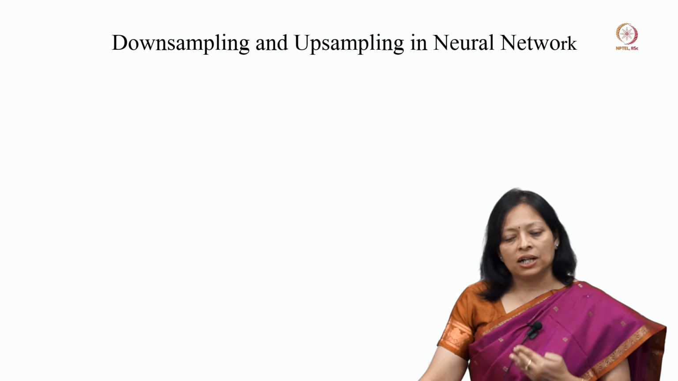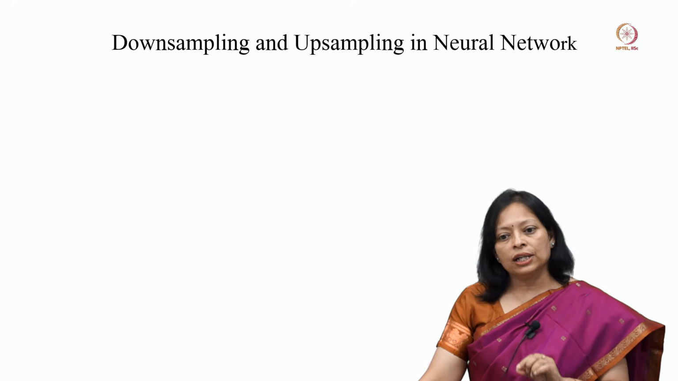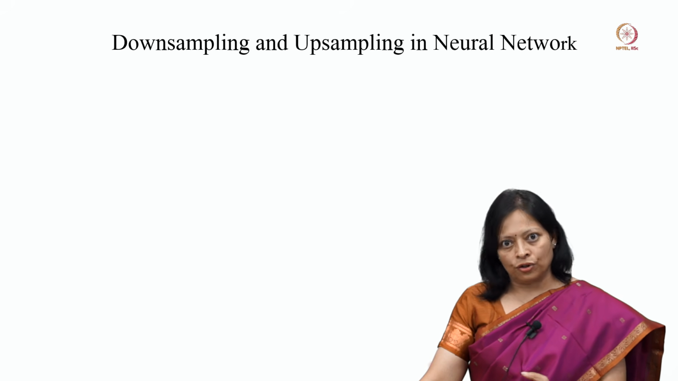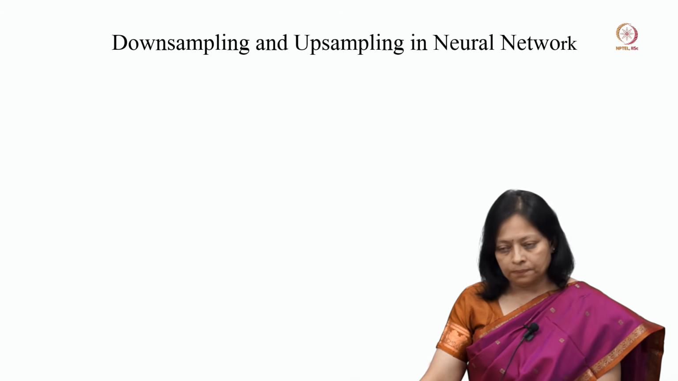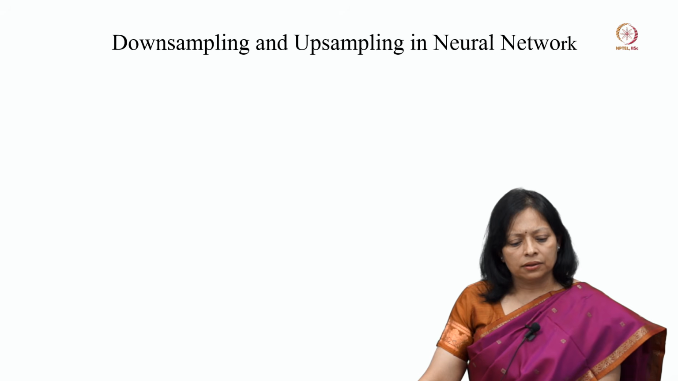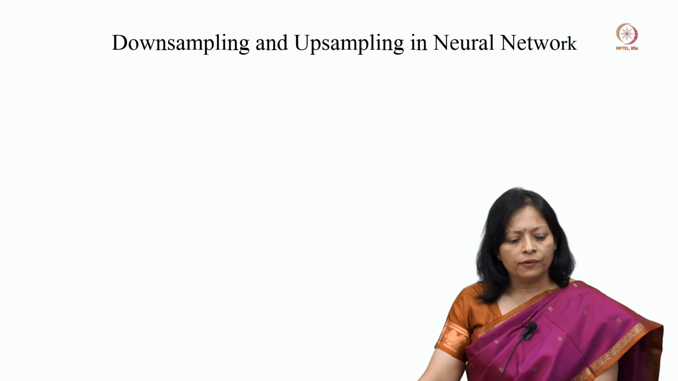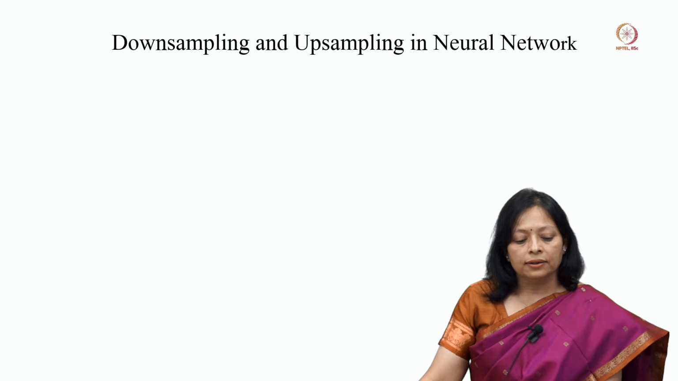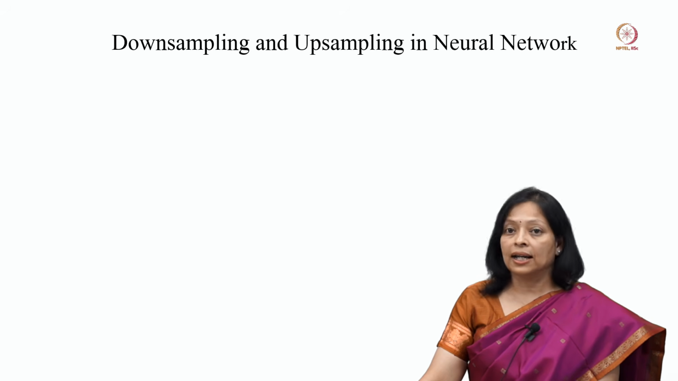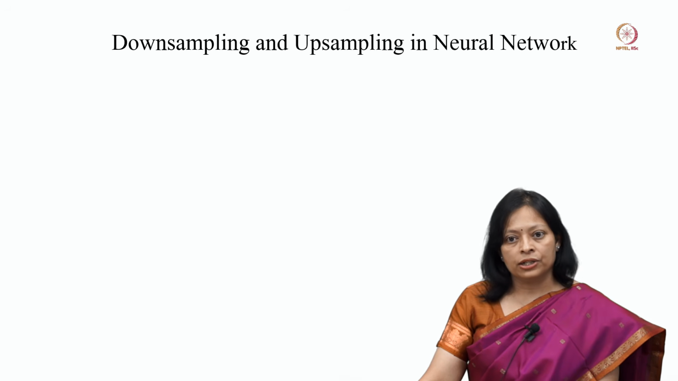So, it becomes much easier for the doctor to look into the tumor rather than getting distracted by all the other noises and other objects that are present in the image. Okay. Now, with this small explanation, we will look into one task in neural networks, which is called downsampling and upsampling. What is this and how is it related to image segmentation?